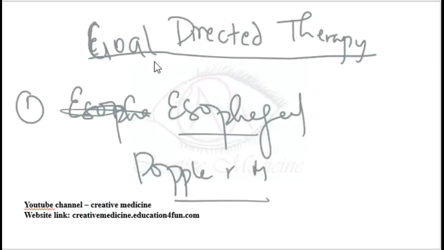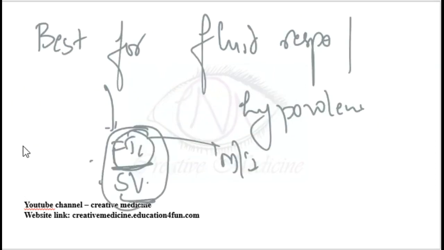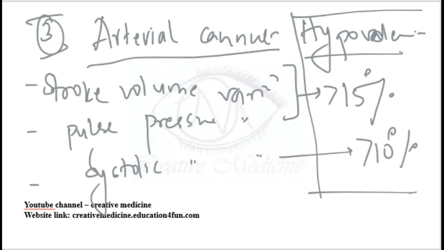Goal directed therapy. In goal directed therapy, first we will have to see the hypovolemia. We should assess two things. One, hypovolemia should be assessed, which is important. So hypovolemia is assessed by three things. One, esophageal Doppler monitor. Second, pulmonary artery catheterization. And third, arterial cannulation.